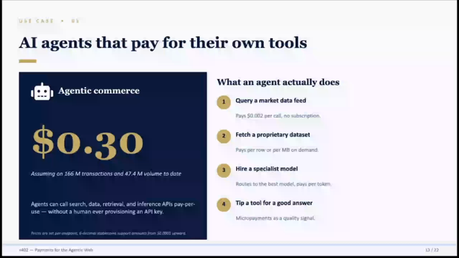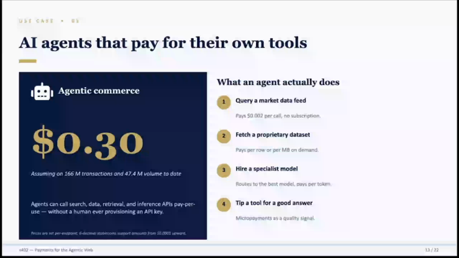Right now, if you look at 402scan.org, across mostly Base, we're seeing about 166 million transactions and 47.4 million volume to date. So that's about 30 cents per transaction. What that means is we are still seeing a lot of microtransactions. A lot of the early promises of x402 would be something like, if you wanted to access a song or a picture, or access trading information, these would be more on a pay-per-use standpoint.